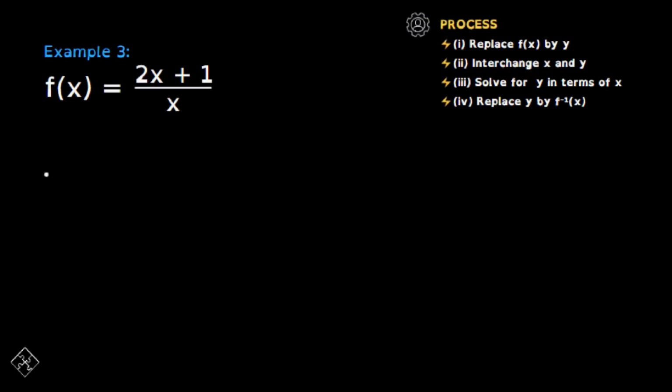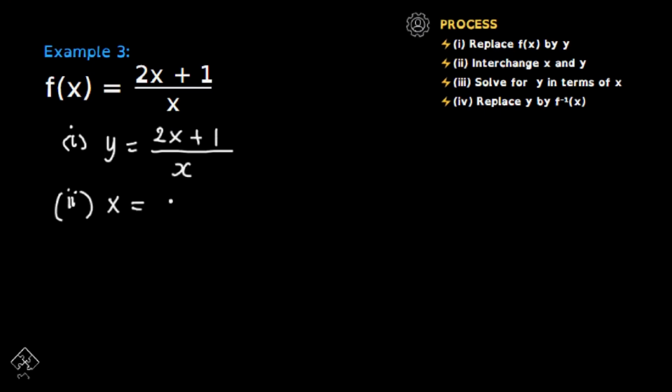And for our example number 3, we have f of x equals 2x plus 1 over x. Once again, we will follow the simple process. For our first step, replace f of x by y. So we have y equals 2x plus 1 over x. Second, step number 2 is interchange x and y.